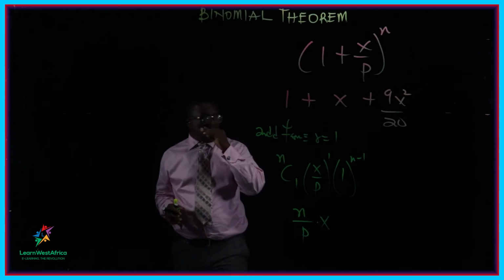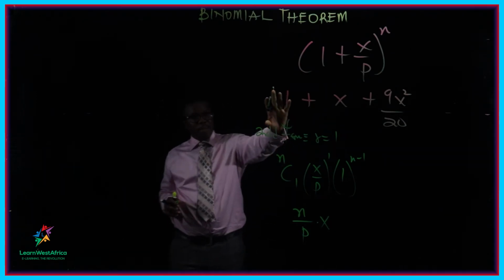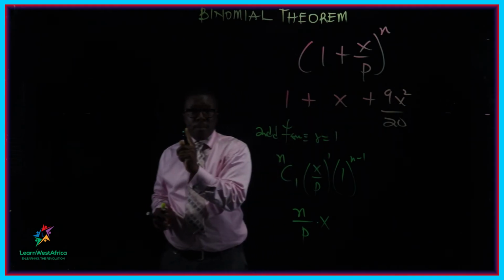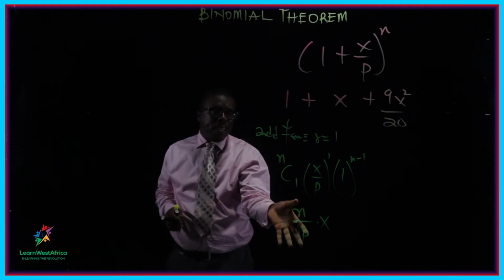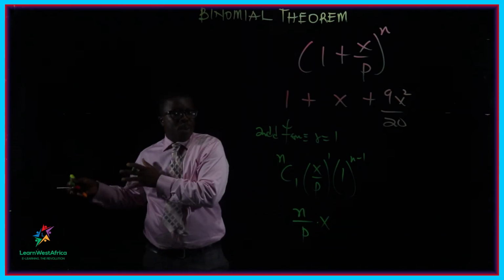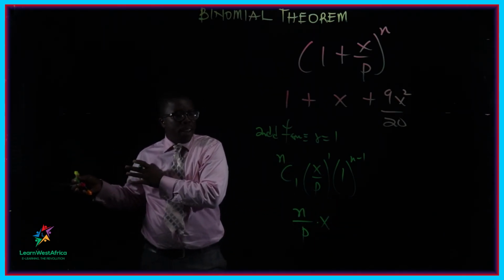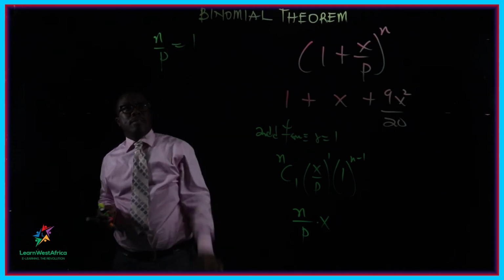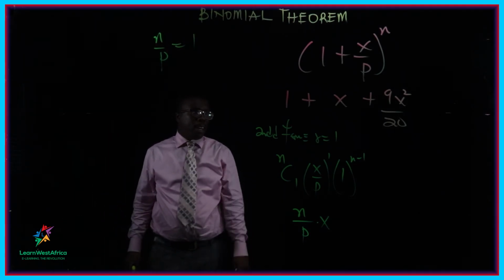Now, when you compare it carefully with what we have, the 1 plus x, you realize that the coefficient of the x here is 1. And therefore, the n over p, which is also the coefficient when we do the expansion, should obviously be equal to 1. And hence, we can say that our n over p is 1. That's the first point that we can gather from this.